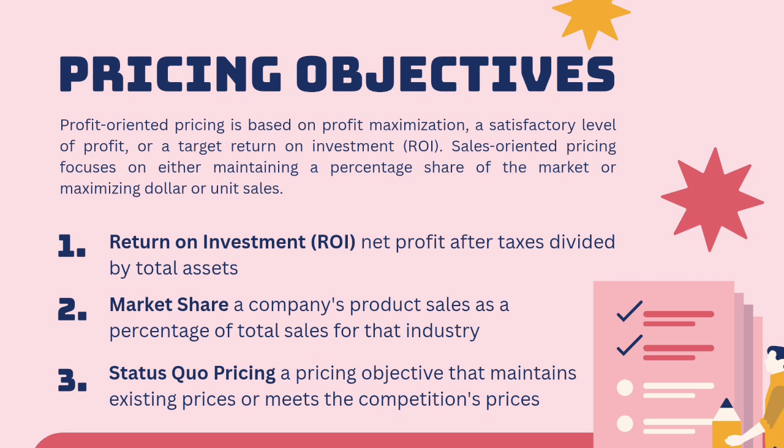So, in sales-oriented pricing, priorities are market presence and volume through market share maintenance, which is pricing to protect existing customers based on competitive position, and sales maximization, which is setting prices to drive maximum volume, potentially at lower margins. Next, this slide also provides important metrics for evaluating the price's success. ROI is calculated by net profit after taxes divided by total assets. It connects the pricing directly to investment efficiency.